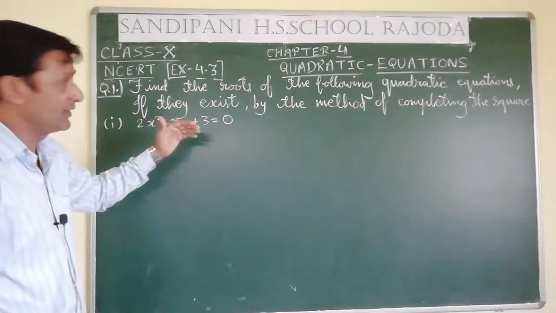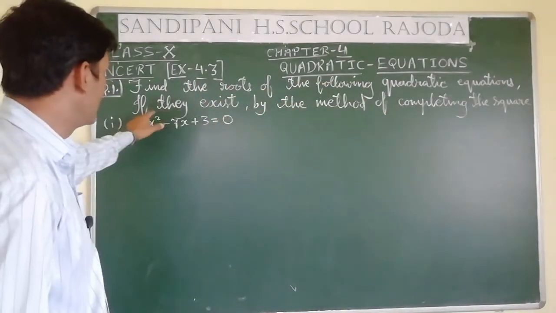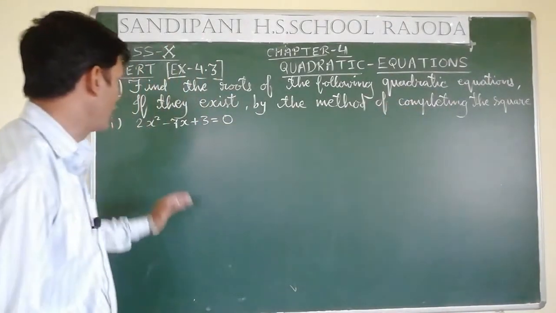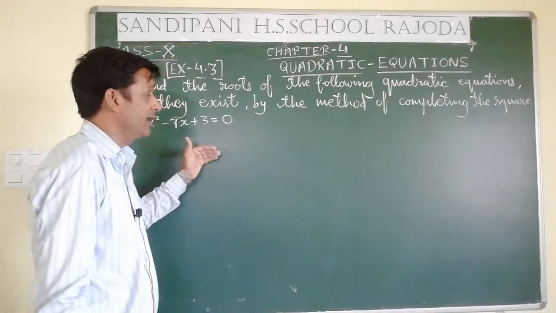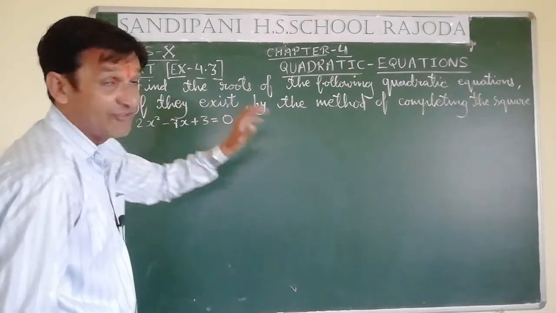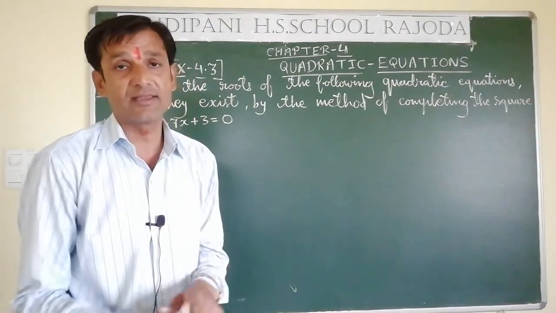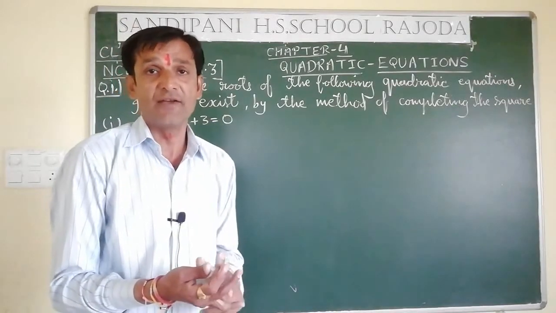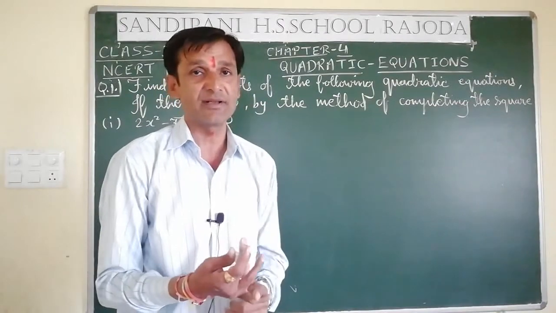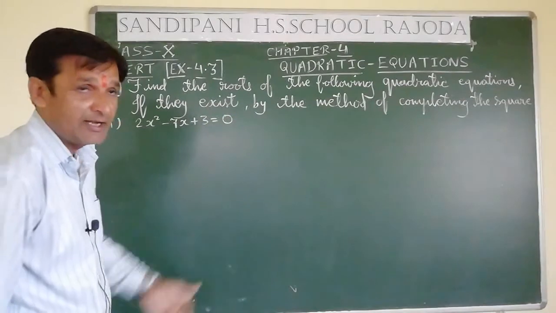Now let me proceed with question number 1. Find the roots of the following quadratic equations, if they exist, by the method of completing the square. Means we have to follow the method of completing the square here. But before that we have to find if they exist. Means they are having any value or not. If it is having an imaginary value, then we can't find it in our class 10 syllabus. But for that we have to check it by the discriminant.